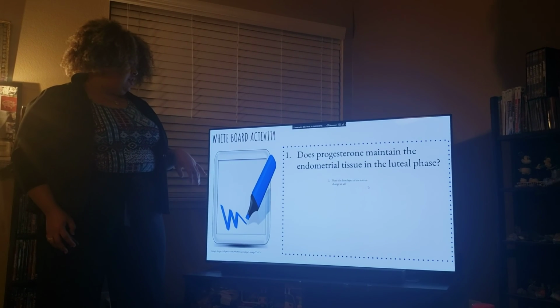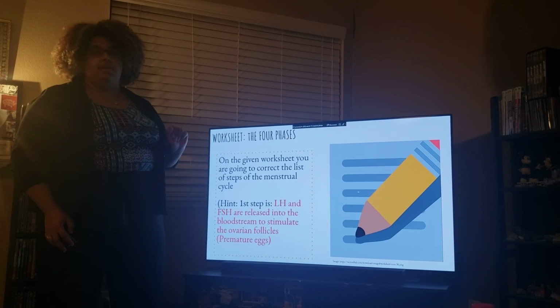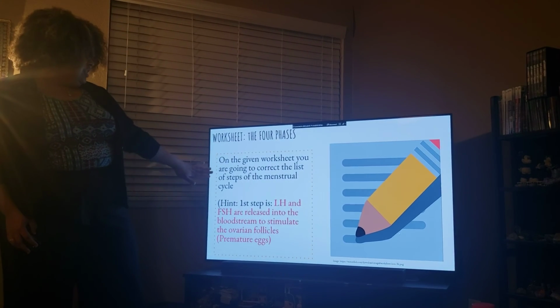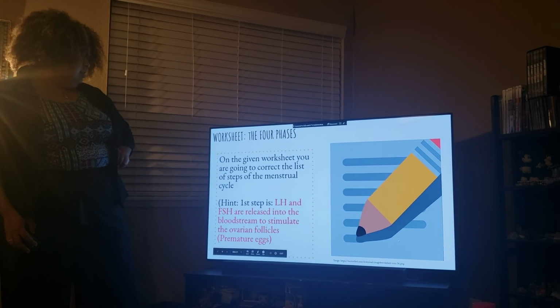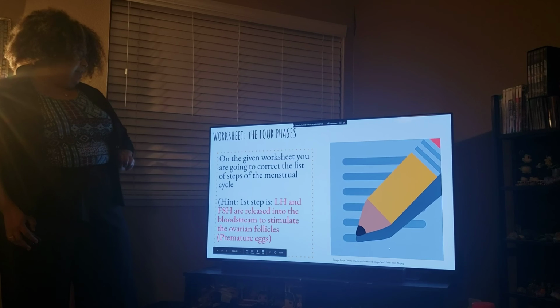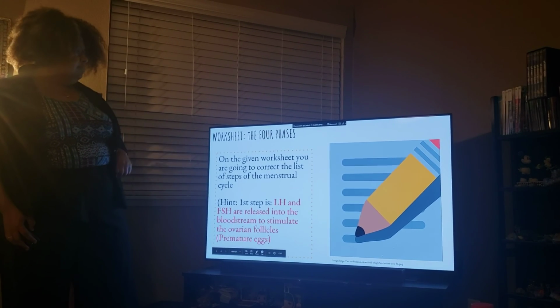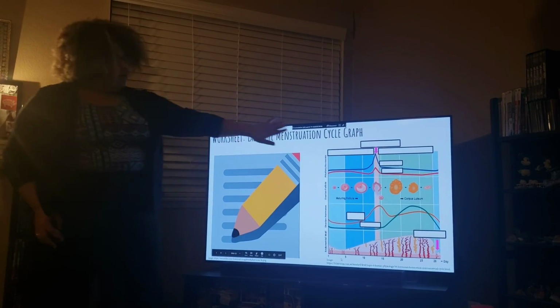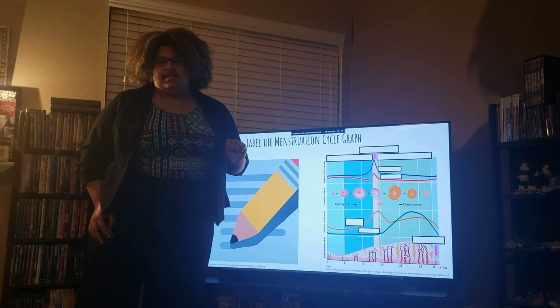But I want to get to your lesson plan really fast for the worksheet, because I know that's what everyone's looking forward to. Your worksheet, you're going to correct the list of steps of the menstrual cycle. First one is LH and FSH are released into the bloodstream from the brain. And the next one is you're going to label this lovely graph with all the words I taught you today.